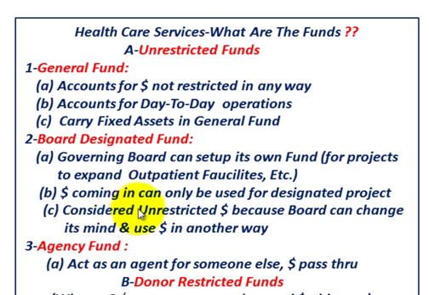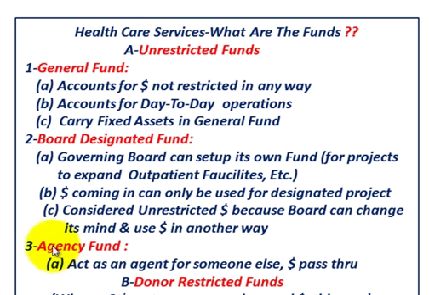Now, they're considered unrestricted. The last point is that these board designated funds are considered unrestricted dollars because the board can change its mind and use the money in another way. So you may see a temporary restriction on it, but in general you have to consider it unrestricted because they can change it. That's just a point that we want to make under these board designated funds.